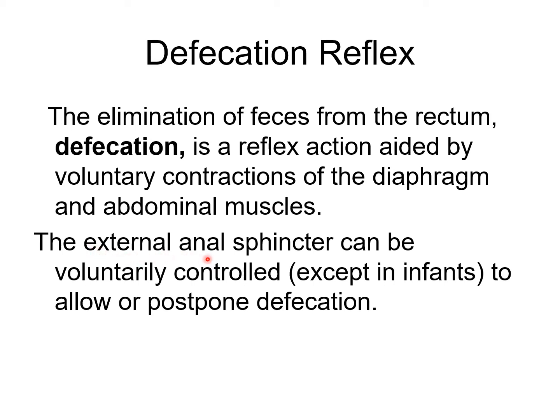So the external anal sphincter is voluntarily controlled. Defecation can be postponed because we can override this defecation reflex, but when we are at a socially acceptable place, this external anal sphincter, which is skeletal muscle, also relaxes and defecation is accomplished.